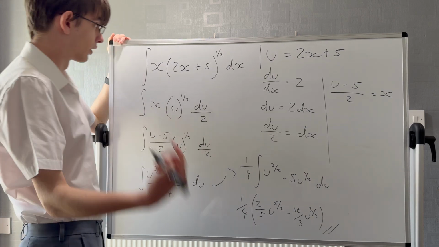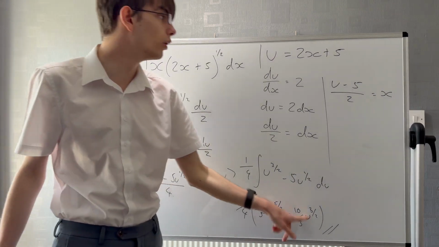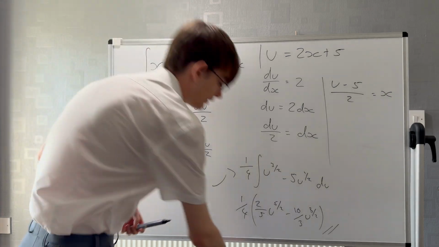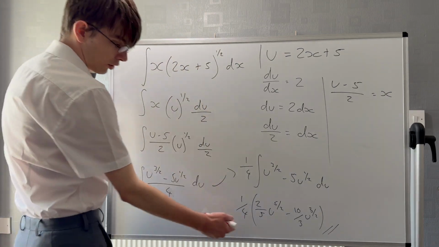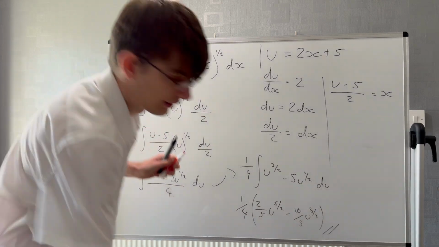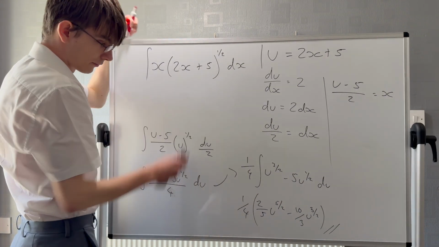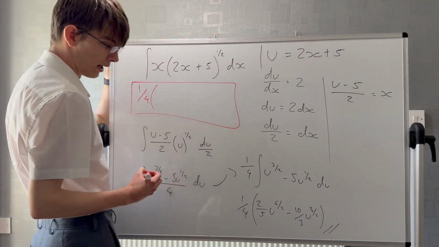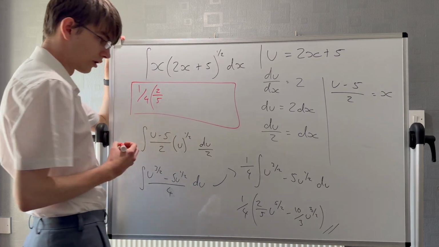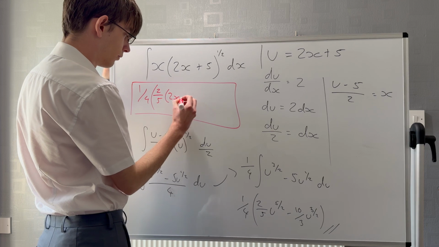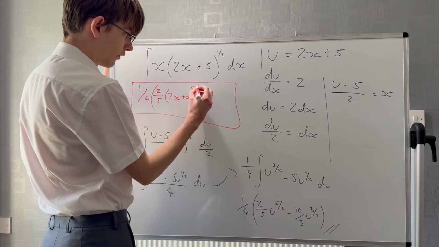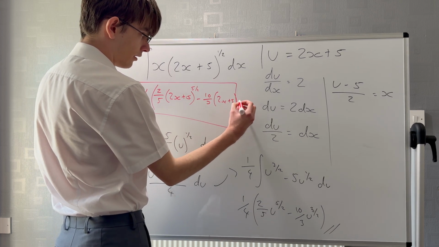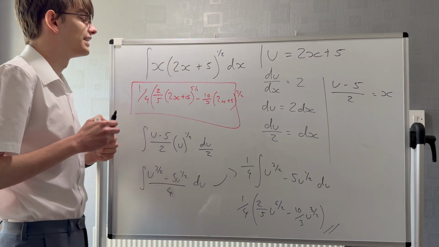Except it's not, because our answer is in terms of u, but it needs to be in terms of x. So I would simply go back into this, and I would replace all my u's with that equation there. So it's 1 over 4 times 2 over 5 times u, which is 2x plus 5 to the 5 over 2 minus 10 over 3, 2x plus 5 to the power of 3 over 2. Simplify at will.